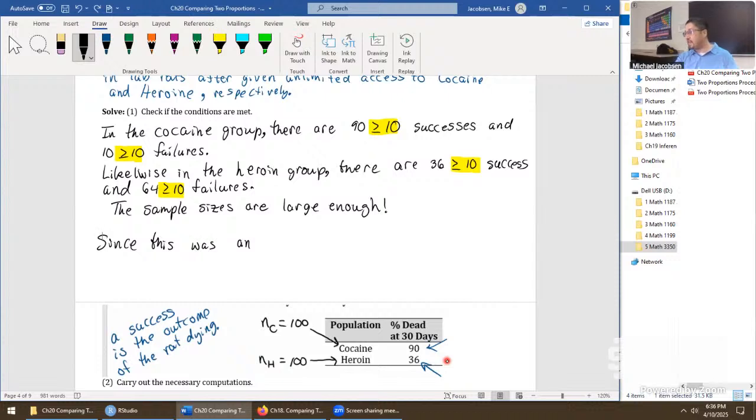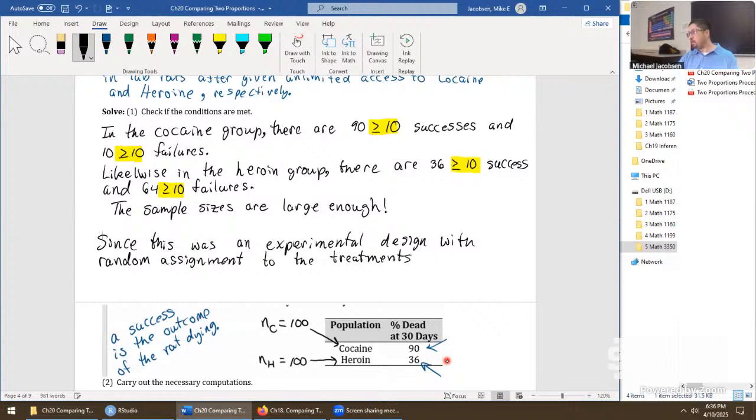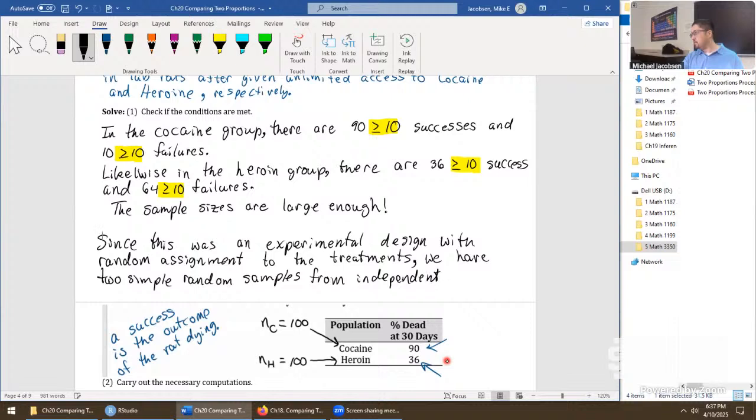Let's say here, though, since this was an experimental design with random assignment to the treatments, treatment groups being the cocaine group and the heroin group, we have 2 simple random samples from independent populations. So the conditions on this particular problem are fully met.